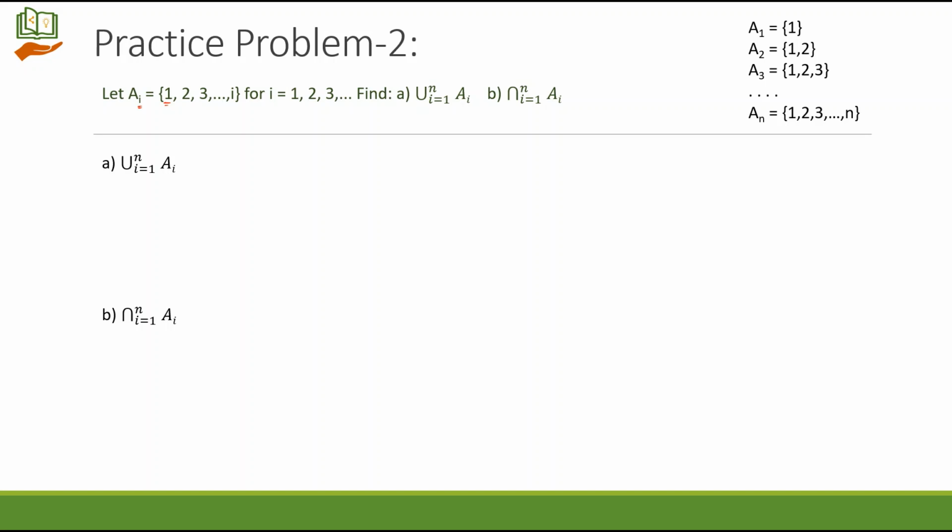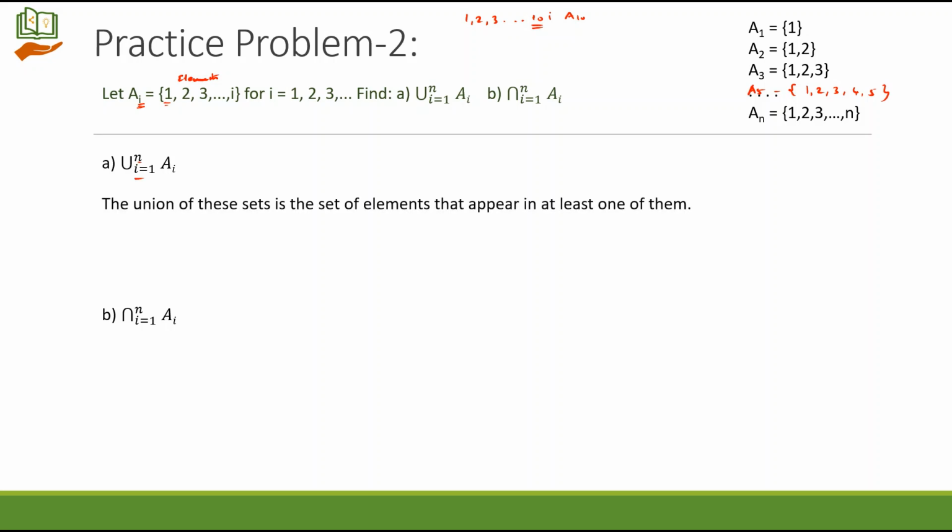1, 2, 3. When we say A5, the count will be till i, so 1, 2, 3, 4, 5. If I say 1, 2, 3 up to 10, then this is the i which states that it is A10. So they have given the elements that you have to consider for the A_i set. So there are n number of sets here because the range is from i equal to 1 to n.